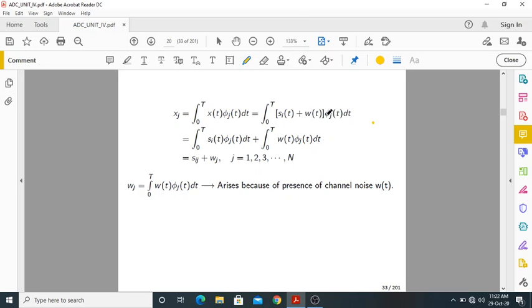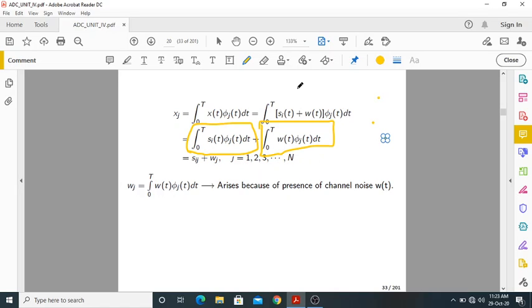You just simplify this. So what do you get? Integration 0 to T Si of t phi j of t dt plus integration 0 to T w of t phi j of t dt. So you know already what this means. What is it? Sij. They are the coefficients of expansion. Now this other term we are simply calling Wj, where j varies from 1 to N. What is capital N? The number of basis functions.